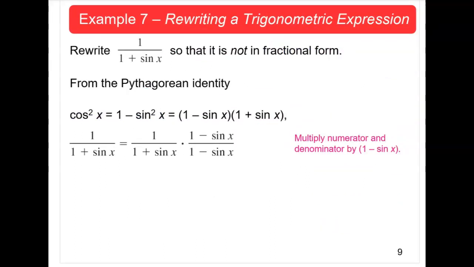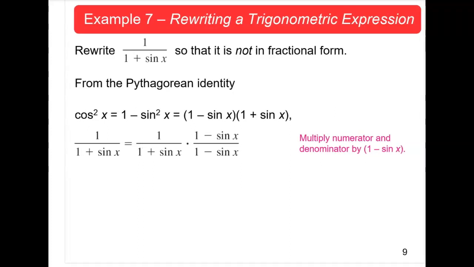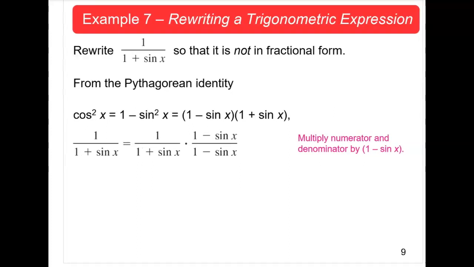Example 7, rewriting a trigonometric expression. For this example, we are going to rewrite the expression. Remember, it's only an expression because we don't have the equal sign yet. So that is not in fractional form, so we don't want to have it as a fraction.